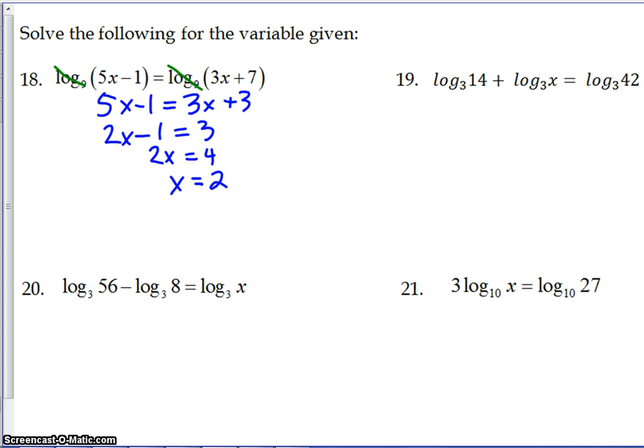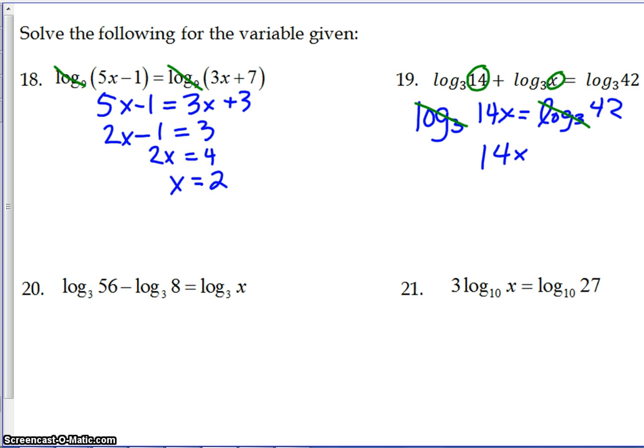In 19, I first have to change addition, when a log is added to another log, into multiplication. So I have the log of this 14 added to the log of this x. So I can rewrite that as log base 3 of 14 times x equals this log base 3 of 42. Now I can get rid of log base 3 for both of them. So now 14x must equal 42. If I divide both sides by 14, x would equal 3.